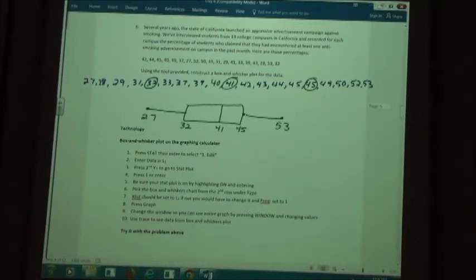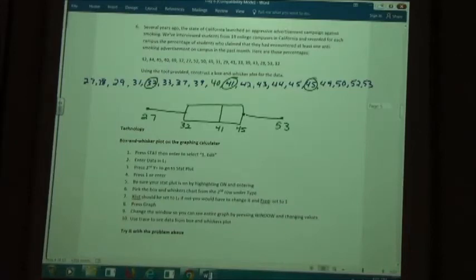Oh, wait a minute. Okay, did you hit trace first? Did you hit trace up here? There we go. See that down there now? Okay. The median is 41, which is what we got. And then if you arrow over, the beginning we said was at 27, the first line there, 32, and so forth.